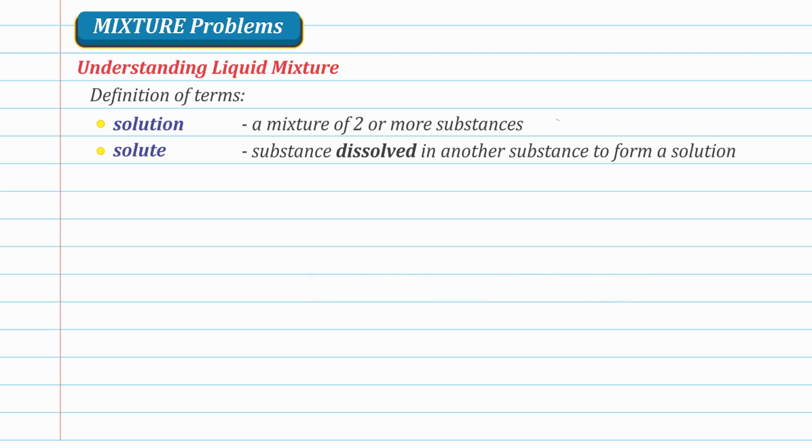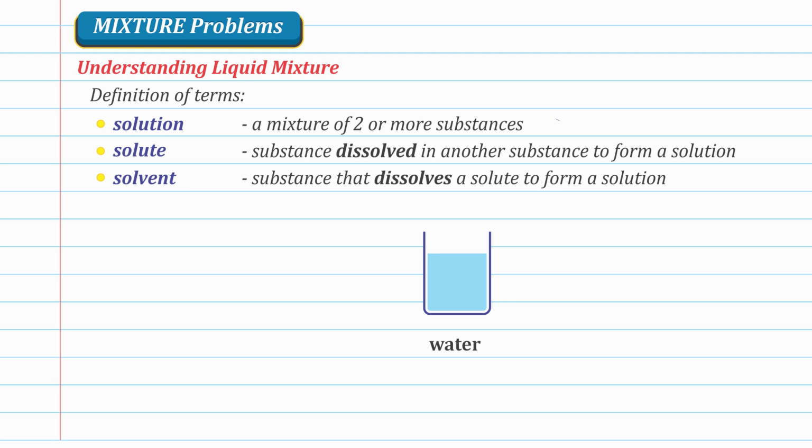Now, another part is called solvent. It's actually a substance that dissolves a solute to form a solution. From our elementary days, we of course refer to water as the universal solvent, meaning it can dissolve almost anything, well, given enough time. In problem-solving questions that we will encounter, water is usually our solvent.